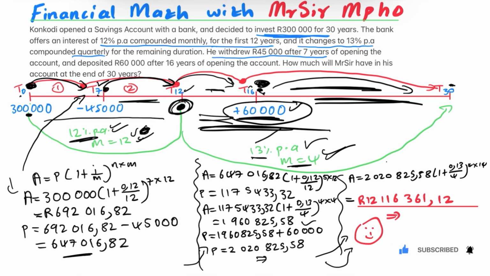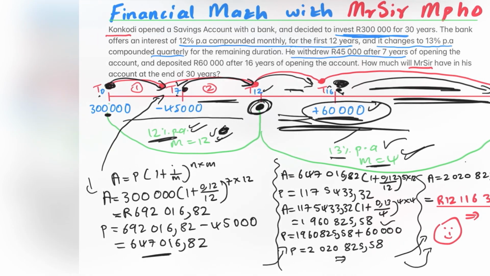He's smiling. Ah, man, Konkodi. You did very well. You did very well. Oh, Concordi is basically Mr. Sir. Yo, yo, yo.